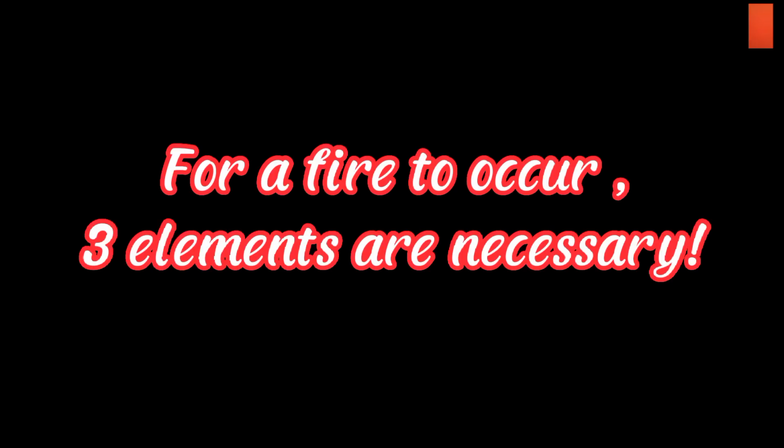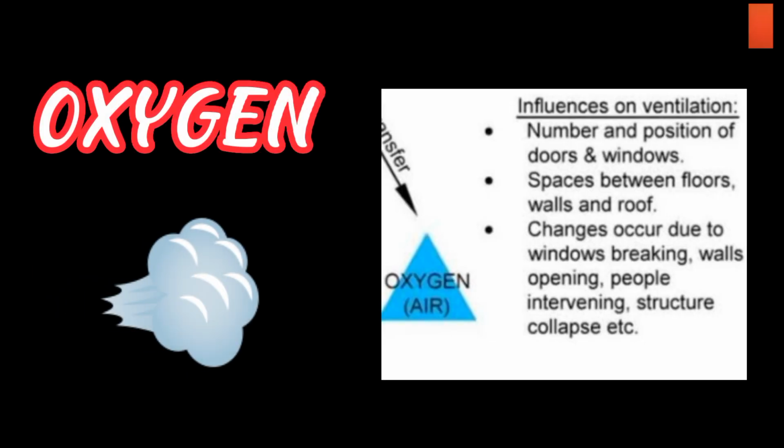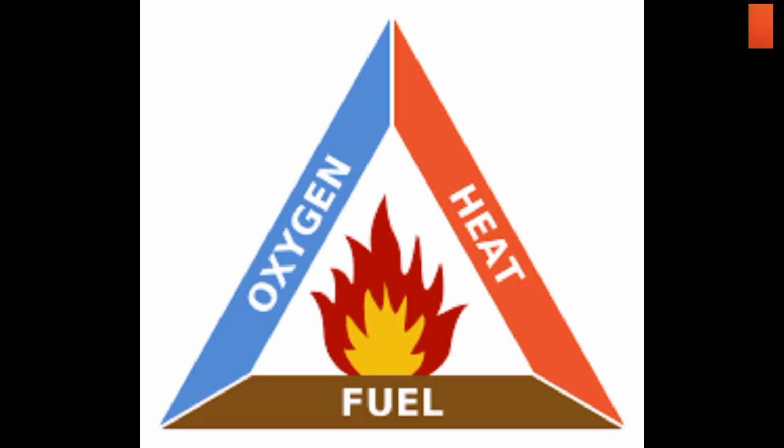Number 1. How does a fire start anyway? For a fire to occur, three elements are necessary. First, the fuel source. Fire needs something to burn, such as solid, liquid, or gas. Second, oxygen supply. There needs to be a sufficient supply of oxygen to keep a fire burning. And lastly, heat or an ignition source, something to start the fire. When all three elements are present, there is a chain reaction that results in combustion, otherwise known as the fire triangle.